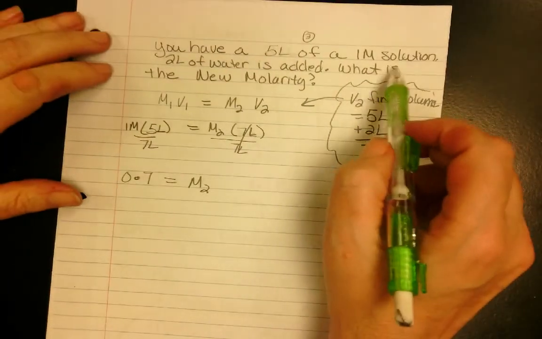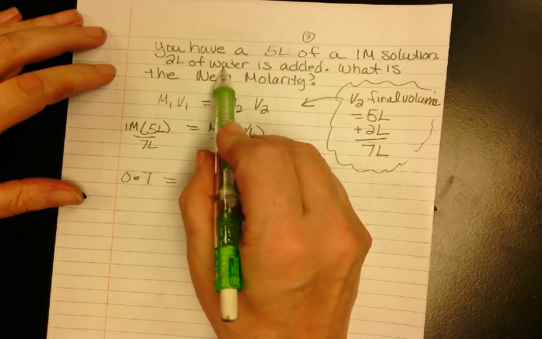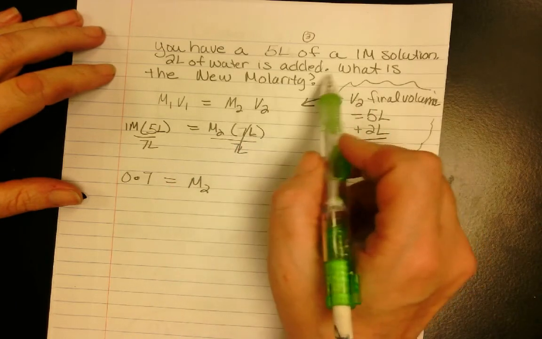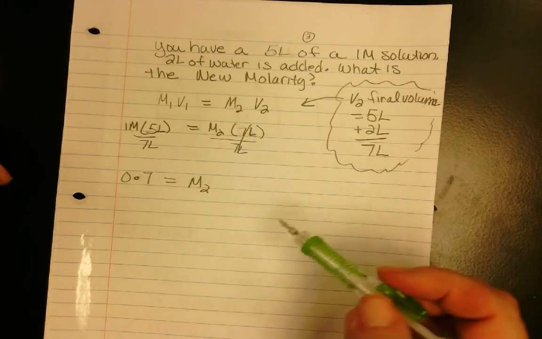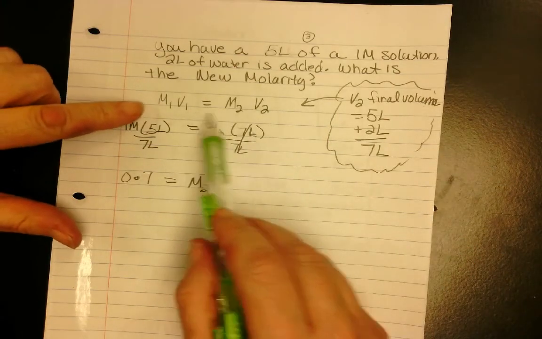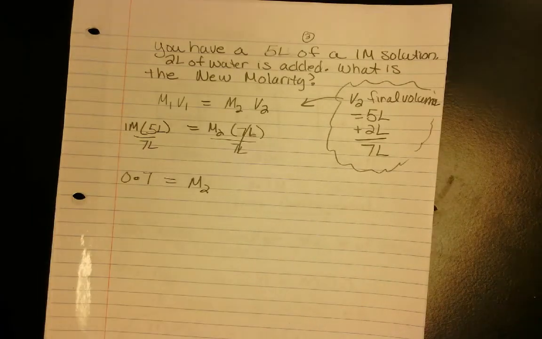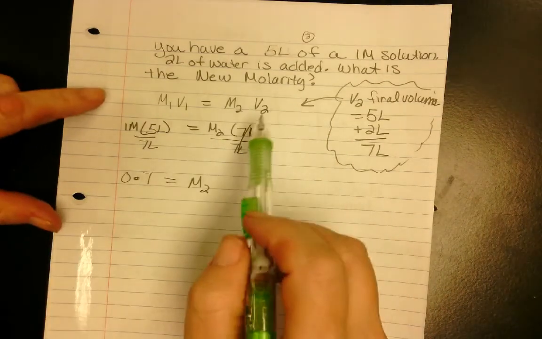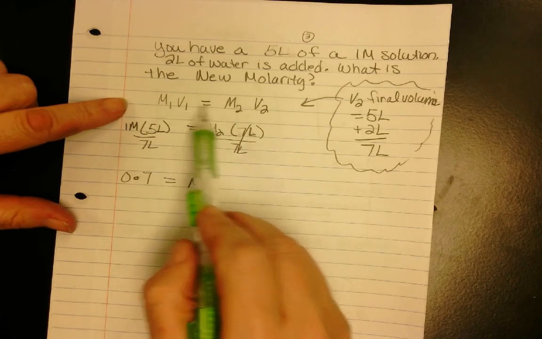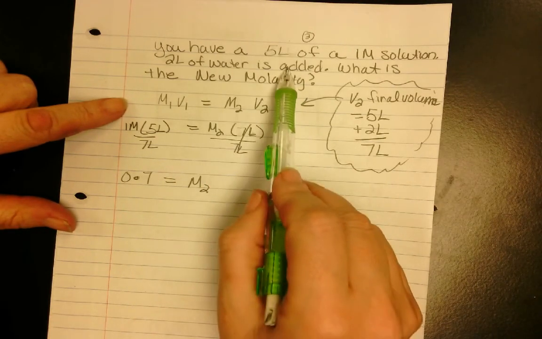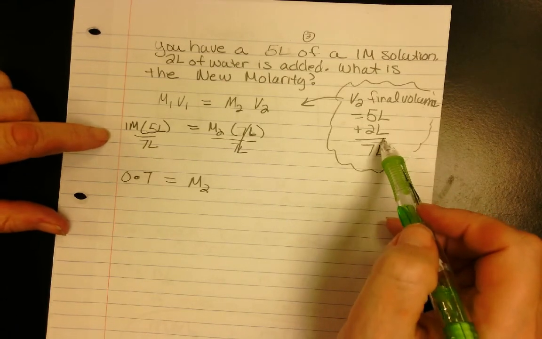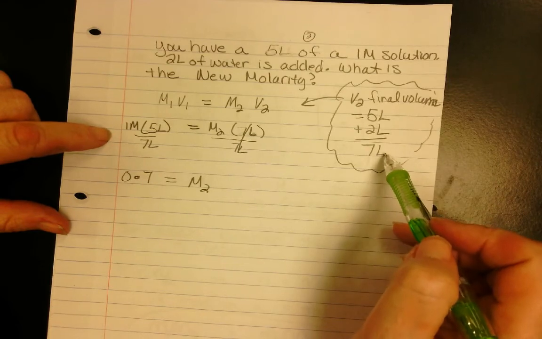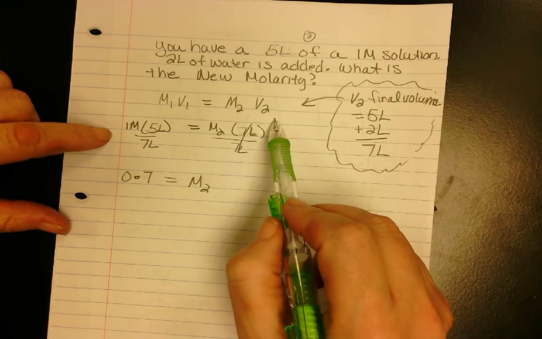Okay, so here I have a 5 liter of a 1 molar solution. 2 liters of water is added. What is the new molarity? Okay, so I'm just diluting it. I'm not changing how much solute's in there, so that's my dilution formula. So we have an initial volume and a final volume. Well, I don't have a final volume. I have 5 liters and 2 liters of water is added. So my final volume is 7 liters.